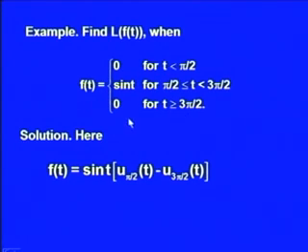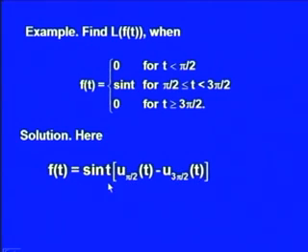So, we can write the function f(t) in terms of unit step functions as f(t) = sin t [u_{π/2}(t) − u_{3π/2}(t)], because when t is less than π/2, u_{π/2}(t) is 0, u_{3π/2}(t) is also 0, so f(t) is equal to 0. When t is equal to π/2 or more than π/2, but less than 3π/2, then u_{π/2}(t) will be equal to 1, while u_{3π/2}(t) will be 0.